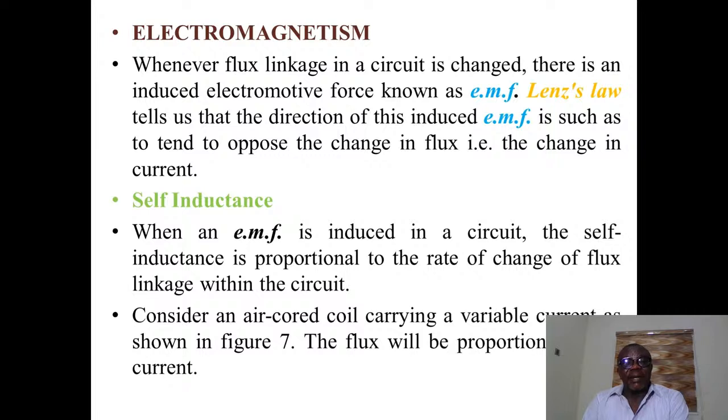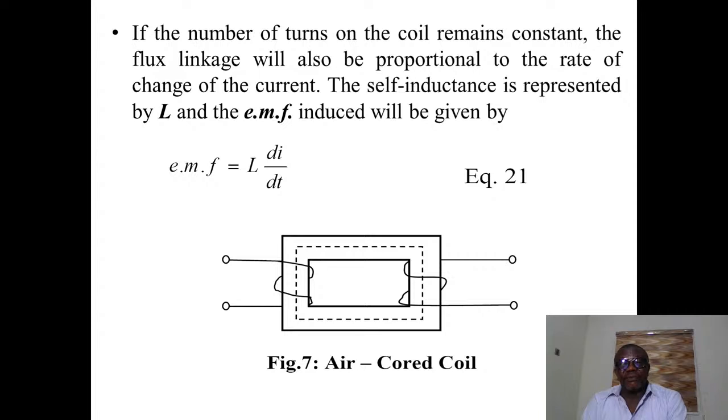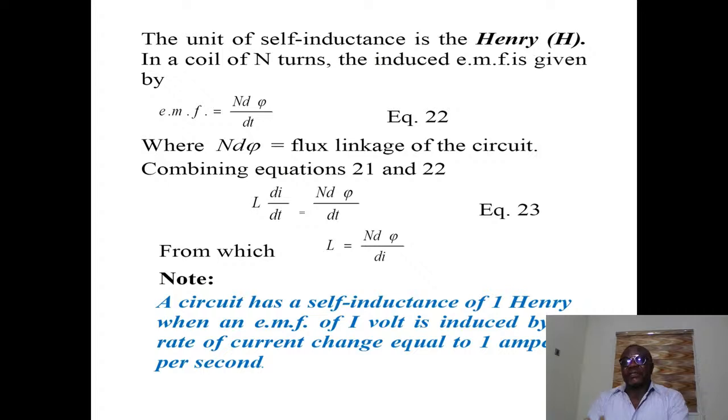So if we consider an air-core coil carrying a variable current as shown in Fig. 7, the flux will be proportional to the current. If you look at Fig. 7 and you connect the coil carrying current on both arms, you see that the EMF that will be induced if you connect one end, the EMF that will be induced on the other will be equal to L di/dt, where L is the self-inductance of the material you are using. So the unit of self-inductance is the Henry.